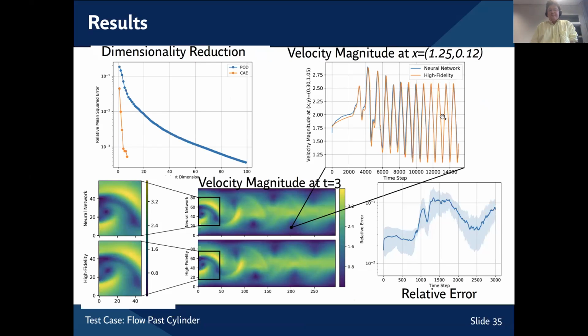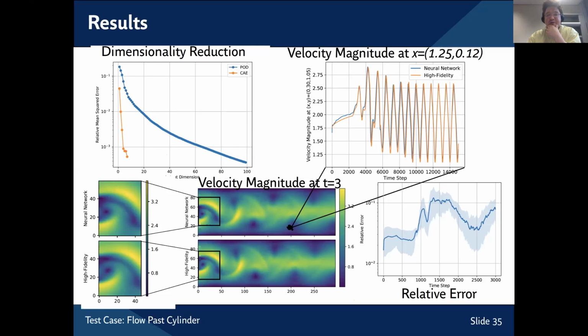Here I have taken a snapshot of the very last state and compared the neural network with the high fidelity. And I have zoomed in on the area right behind the cylinder. And again, qualitatively, there's very little difference. The neural network, as I said, is computed with 4 degrees of freedom, which results in an encoding decoding error of 10 to the power of -3. Compared to, for example, proper orthogonal decomposition, we need between 60 and 80 POD modes to get the same accuracy.